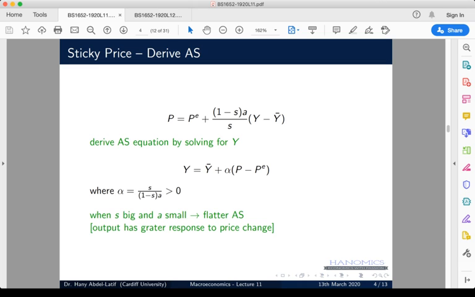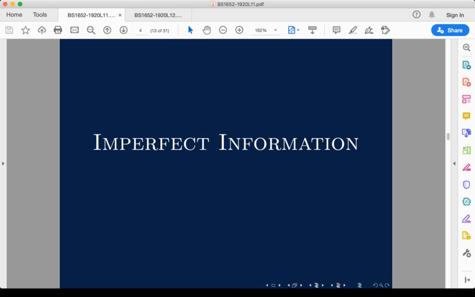And just before, as we are here now, when S is big and A is small, that means the aggregate supply curve will be flatter. That means output has a greater response to price changes. So let's now quickly look again at what imperfect information says.